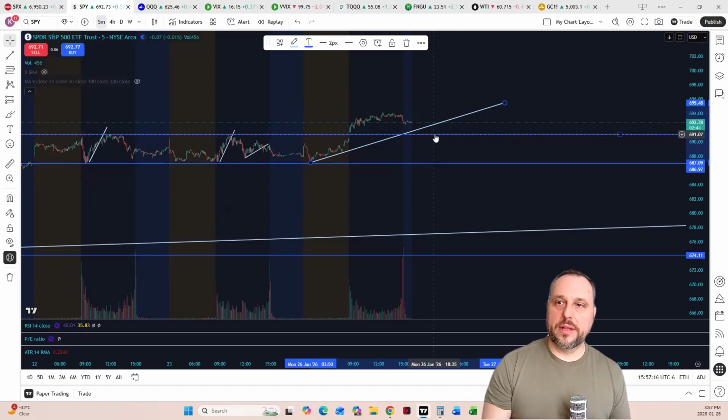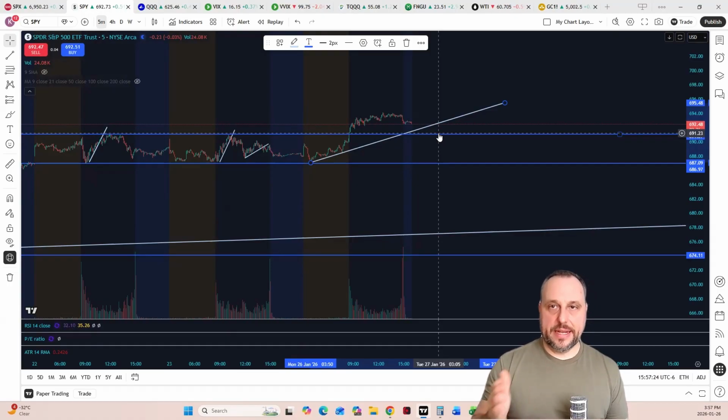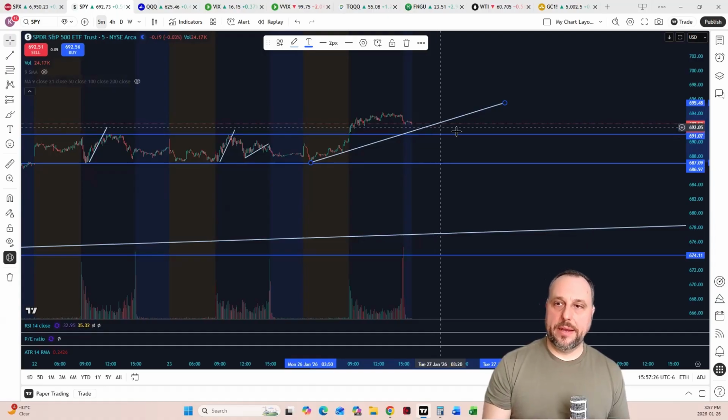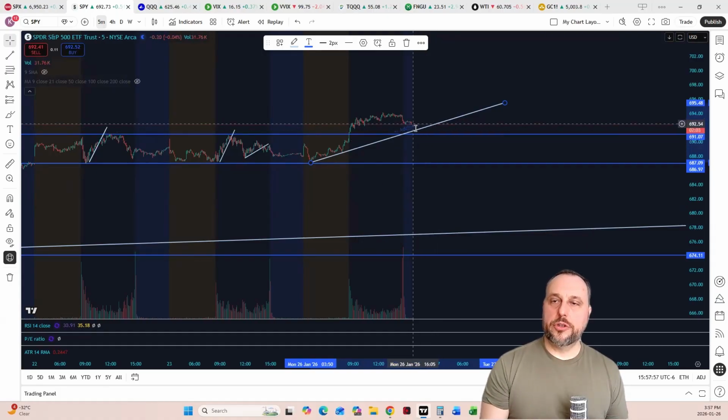Now, if it breaks this trend line down, I would look to see if it's going to hold this support line. If it holds that support line, so one red candle, and then we have the next candle that's turning green, when the next candle turns green, I would go ahead and buy it. So I'm going to show you how you would do that.